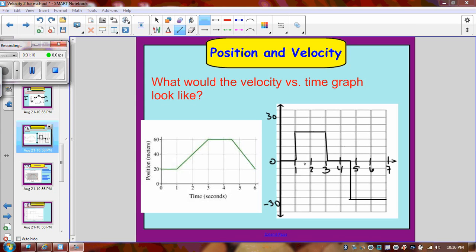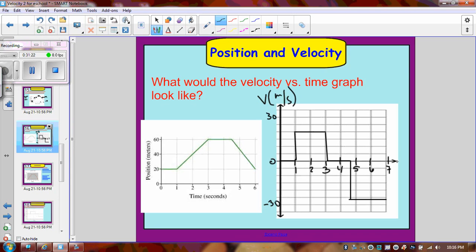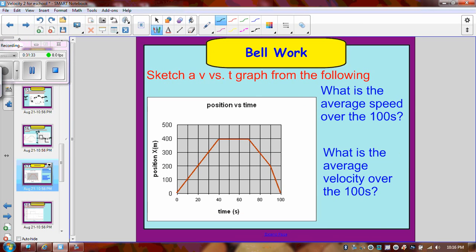Notice my scale, time went to 7 seconds, and then my velocity over here, and I should label this, excuse me, velocity in meters per second, and then time is in seconds. The velocity I went up by 5s, 5, 10, 15, 20, 25, 30, and then same below. Alright, you should be getting pretty familiar with this.